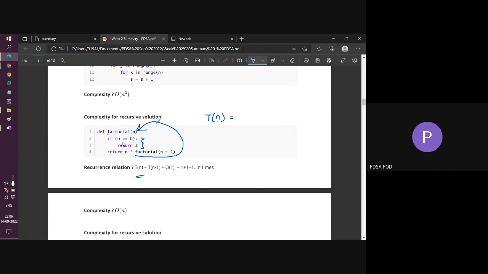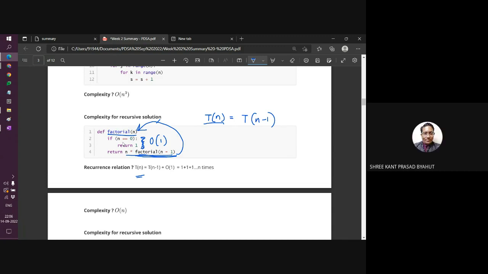So if this function has a complexity which is t of n, then this function will have a complexity which is t of n minus 1. Is this correct? Yes, ma'am. Plus, this is one step and this is the next step, which is a constant time, right?